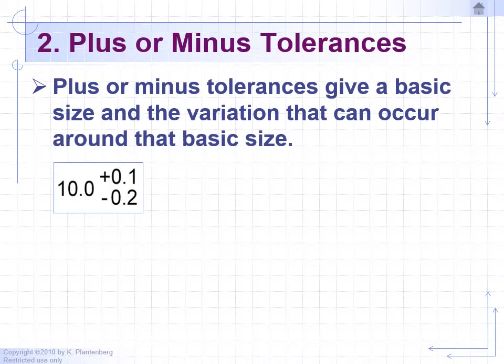Next slide. On the previous slide, we talked about providing a tolerance of max and minimum. In this case, we're going to call out the dimension with a plus or minus tolerance. Plus or minus tolerances give a basic size and the variation that can occur around that basic size. So our desired length, let's say it's a length of 10 inches. That's our basic size. On the previous slide, it was a diameter of 1 inch. That was our basic size. That's what we're aiming for.